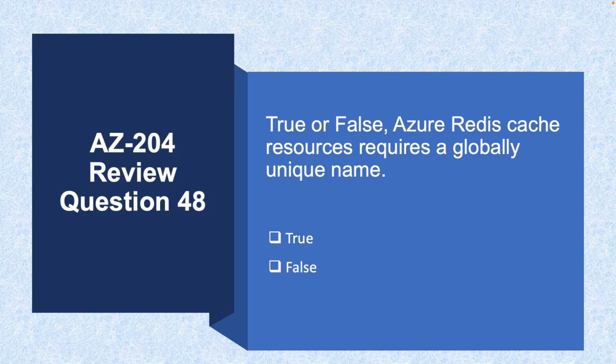Question 48. True or false? Azure Redis cache resources require a globally unique name. The statement is true. The Redis cache will need a globally unique name. The name has to be unique within Azure because it is used to generate a public facing URL to connect and communicate with the service.